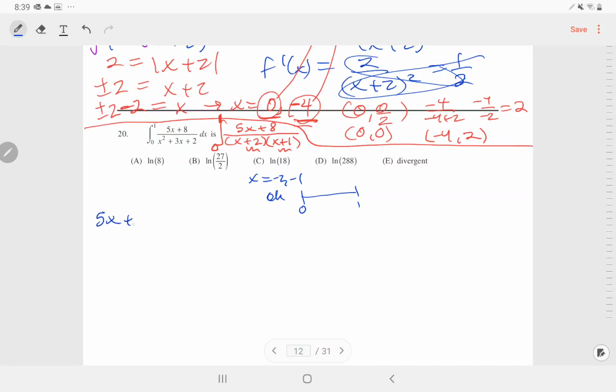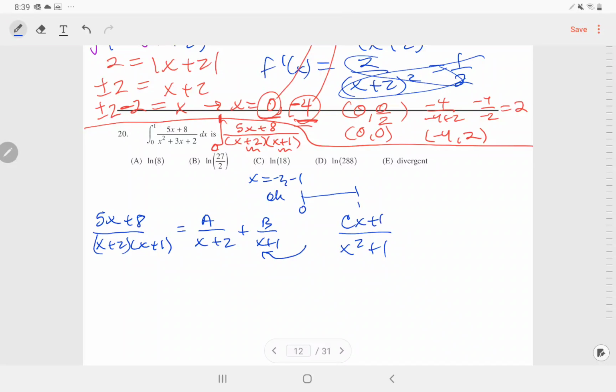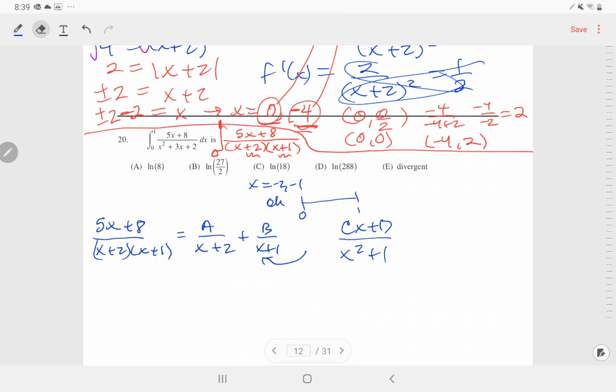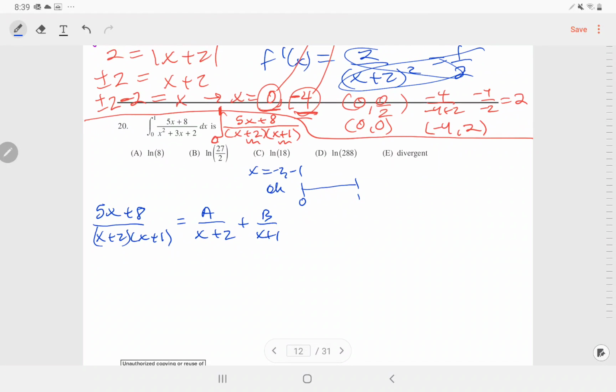So (5x + 8)/((x + 2)(x + 1)) = A/(x + 2) + B/(x − 1). On our test, we won't have an x squared, but if you did have an unfactorable quadratic like that in college, you would put Cx + D. But that's not going to be on this test for you. It's just linears. Not even repeated linears, just regular linears. But we teach it too because we want to make sure that you know what you're doing for college.